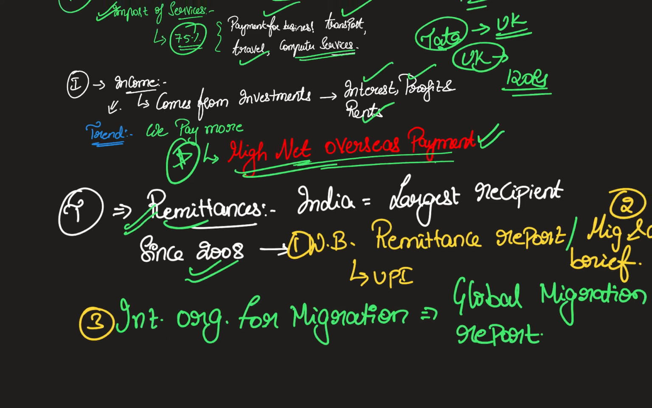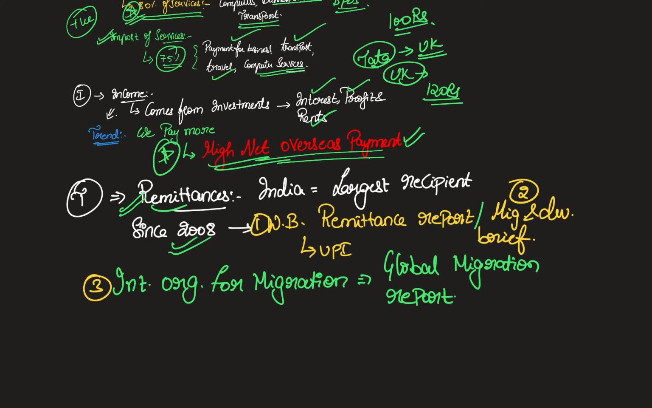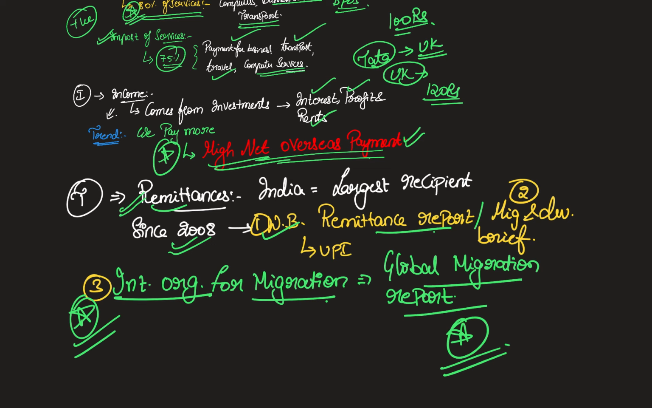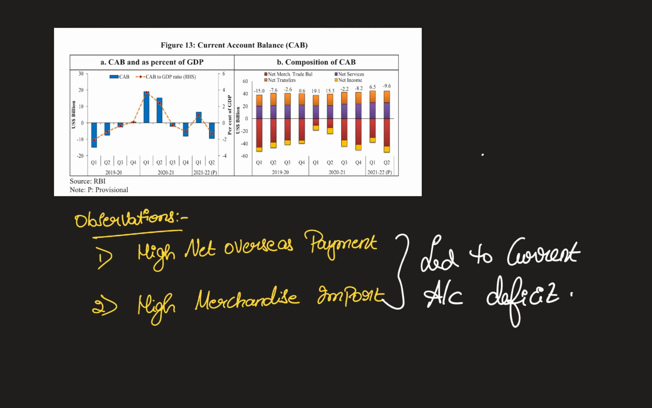Since 2008, India has been the largest recipient, and who says this? The World Bank's remittance report. Also, apart from this, there is a global migration report, which was mentioned in the Economic Survey and Current Affairs, given by the International Organization for Migration. Just remember, these reports can be asked in indices and reports.